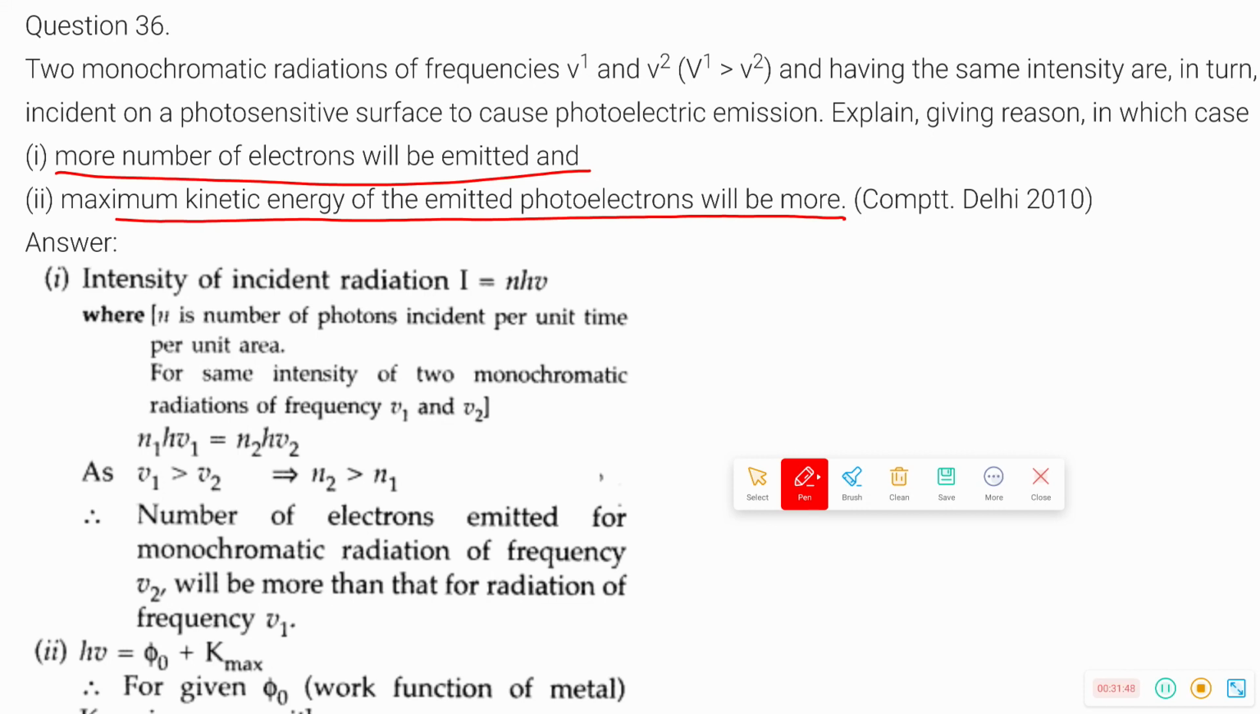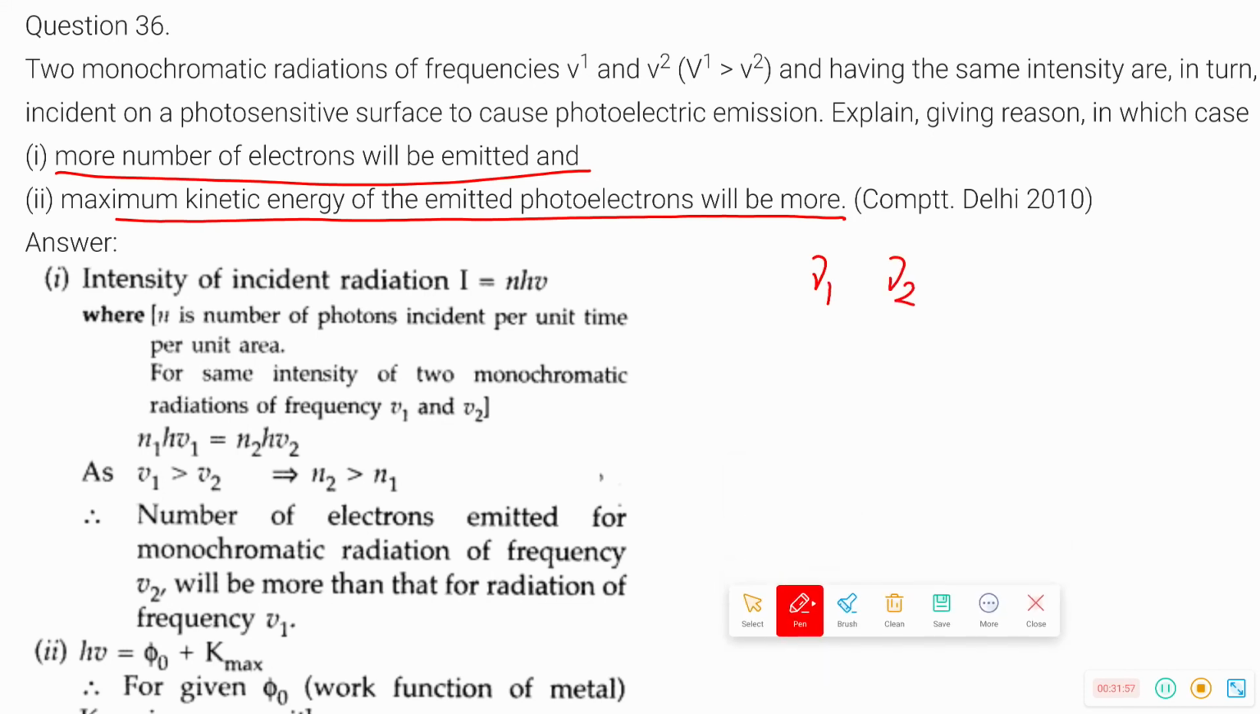Two cases they are asking. First, understand the question properly. Two monochromatic radiations of different frequency nu1 and nu2 having the same intensity. Both have the same intensity. Okay, now what are they asking next? They are incident on a photosensitive surface. Give reason in which case more number of electrons will be emitted.